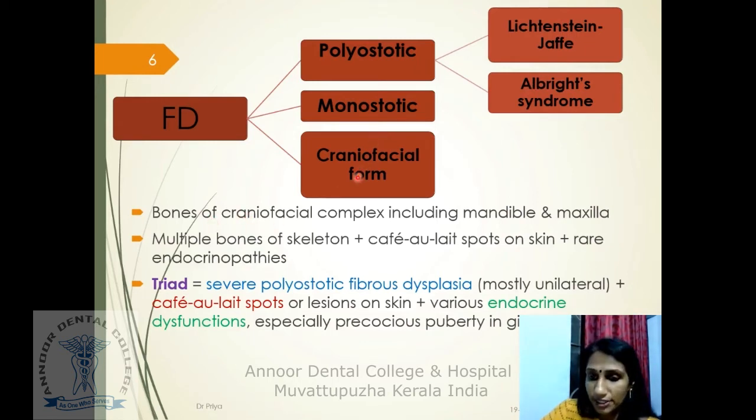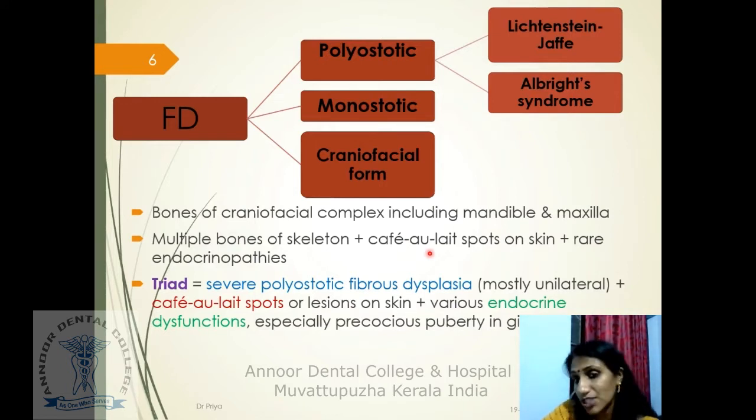Now basically the craniofacial form is where you have both the maxilla and the mandible being affected. So in craniofacial variety, you have both maxilla, mandible or the entire facial skeleton being affected. And when you have multiple bones being affected, along with pigmentation, that is café-au-lait spots, that is coffee with milk color. So you will have pigmentation on the body which resembles a color similar to coffee with milk. Café-au-lait: lait is milk, café means coffee. So something which resembles that color.